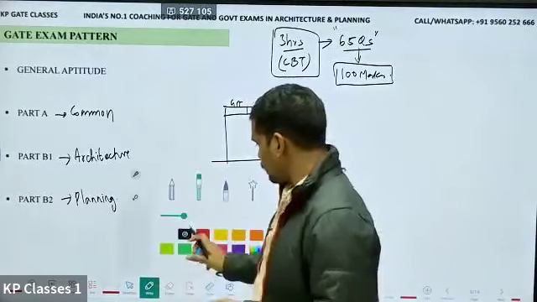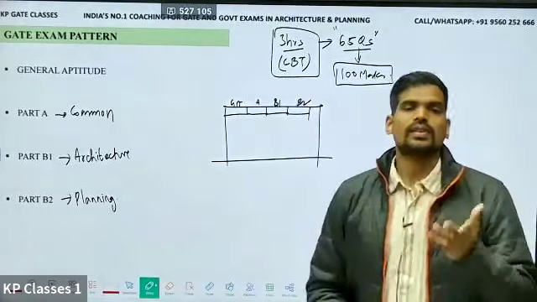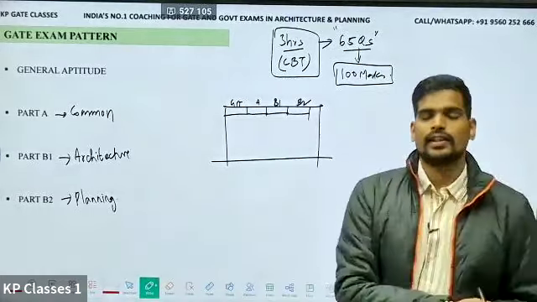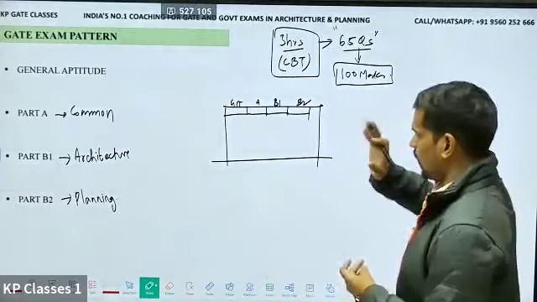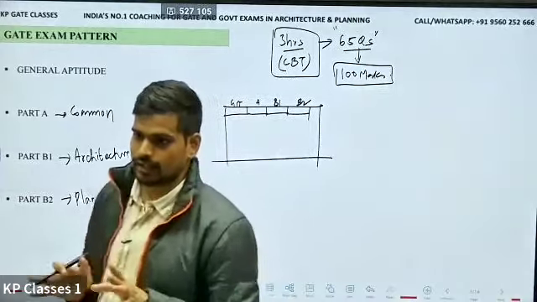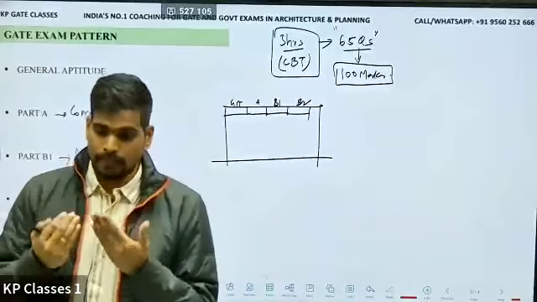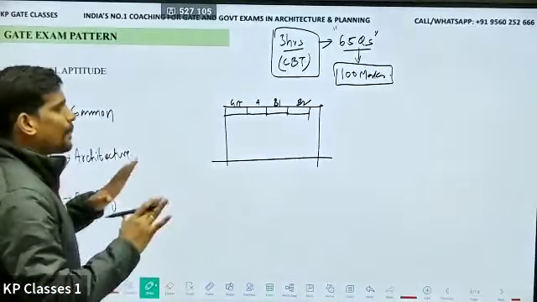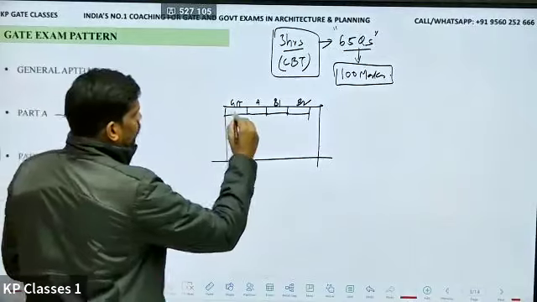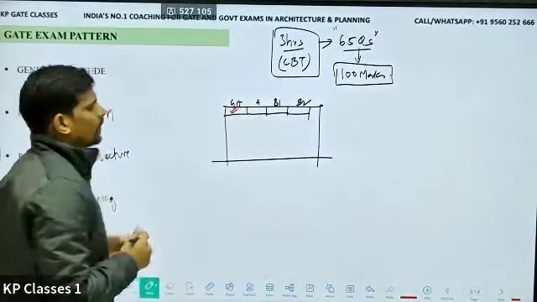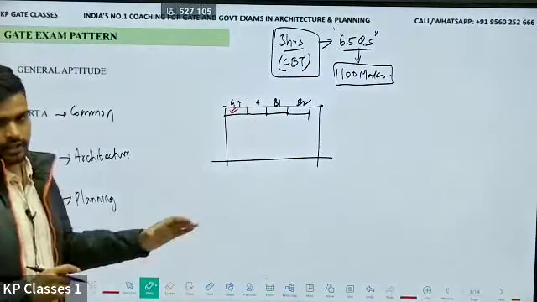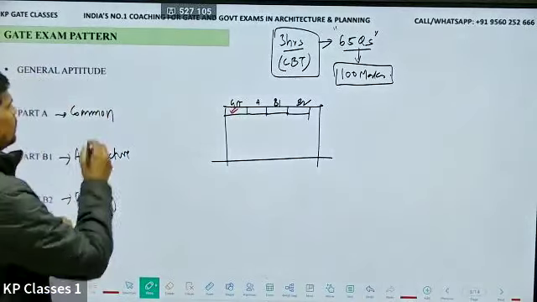Even if you're an architecture graduate or a planning graduate, I assume all of you in the class are architecture graduates, but even if someone is from a planning background, the exam paper will be the same. So the general aptitude part is mandatory for everyone. Let us talk about each of these sections. General aptitude is the first part.